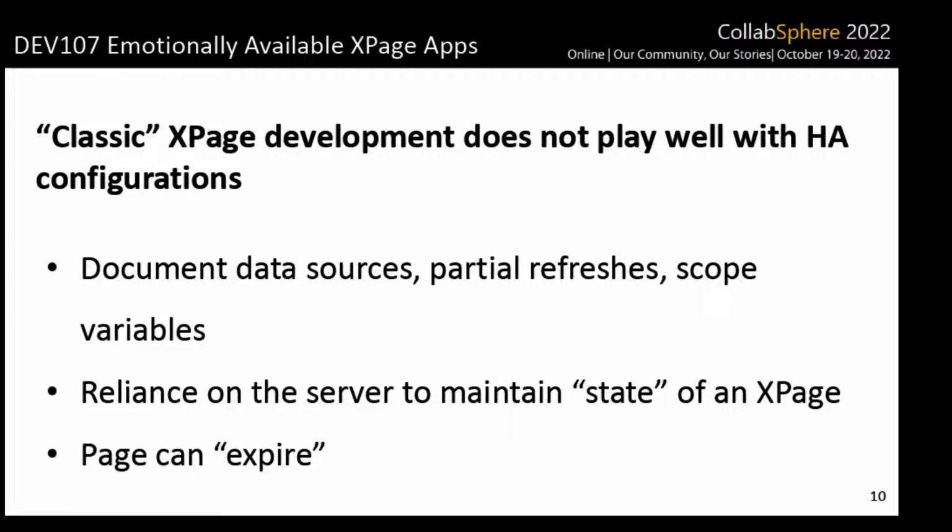So you're making a partial refresh. The server has a version of the page in memory. It makes whatever updates need to happen on the server and sends back the part of the screen that you requested. And ultimately, your pages can also expire unless you're using the keep alive control, for example.